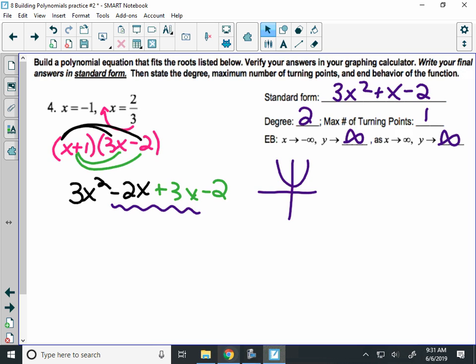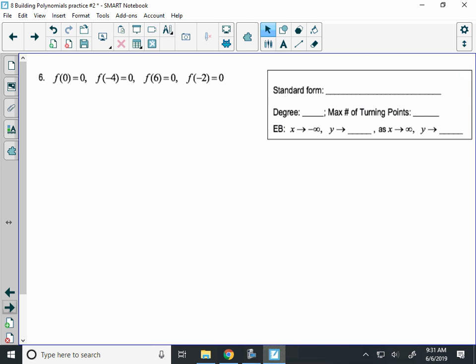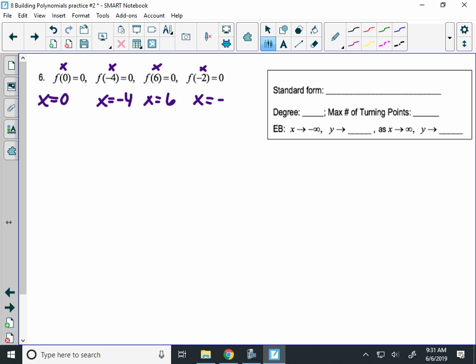All right, the next one, number 6. I'm writing standard form. I'm giving you function notation, so you remember that this tells me every number in the parentheses is an x for function notation. So I have a root at 0, -4, 6, -2. I'm going to start by writing the factored form. The factor for 0 is just x. The factor for -4 is x plus 4, x minus 6, and x plus 2.